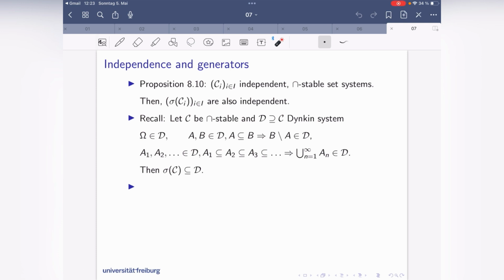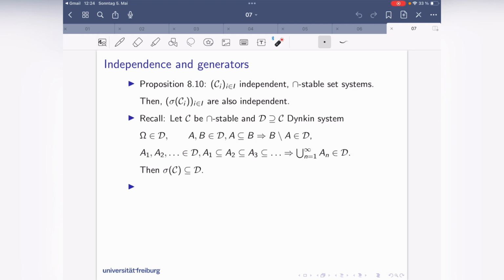I have to start by recalling something which we're going to need, which is a proposition from measure theory. We briefly also recall Dynkin systems, I guess. If not, then please look it up in the course on measure theory.